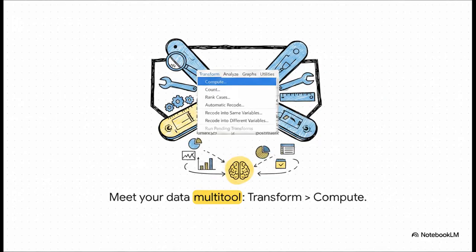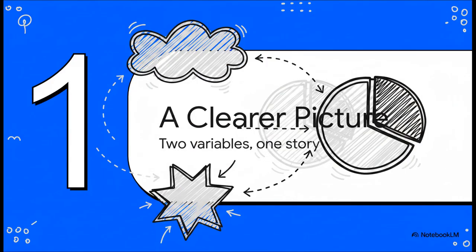Well, say hello to your new best friend, the compute function. You'll find it right there under the transform menu. Honestly, you should think of this thing as your data's Swiss Army knife. It lets you run calculations to combine, reshape, and basically build the exact variables you need to do a really meaningful analysis.